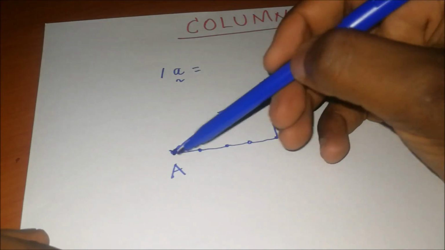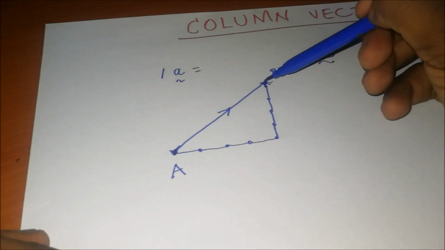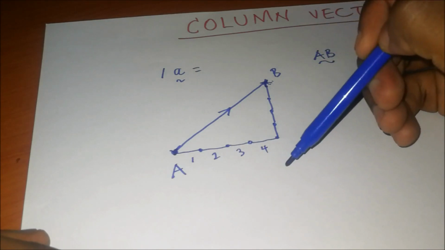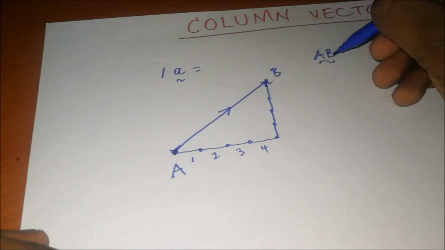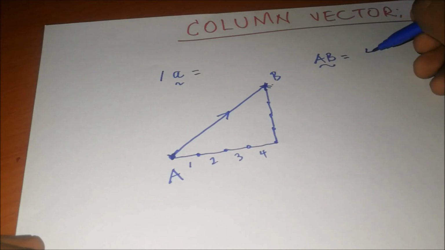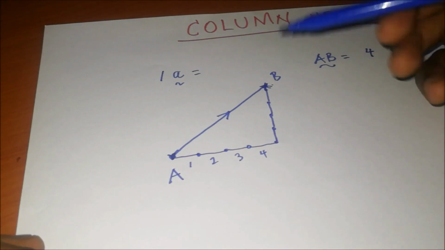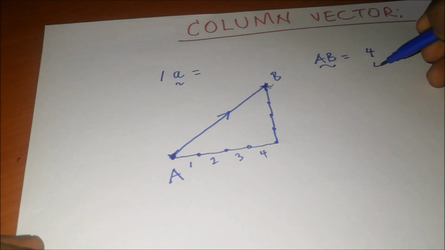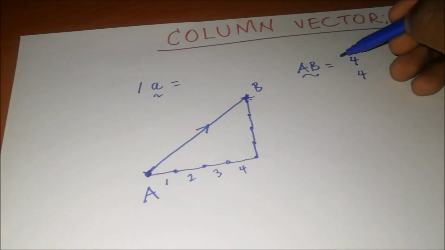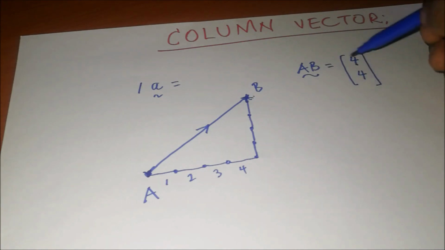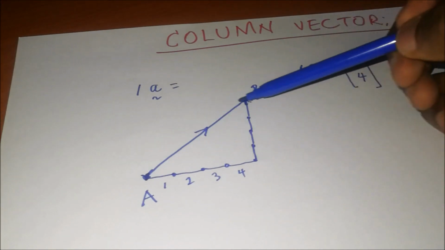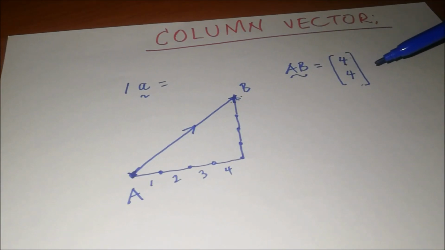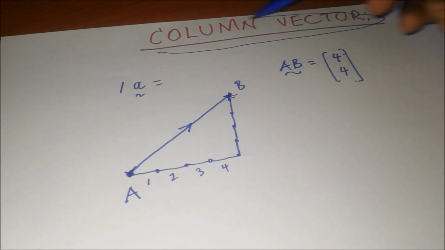So this would mean that for me to move from point A to point B, I moved 1, 2, 3, 4 steps in the x direction. So AB is given by: I moved 4 steps in the x direction. Then I also moved 1, 2, 3, 4 steps in the y direction. So that is 4 steps in the y direction. And so I would represent it like that. So vector AB is (4, 4). Now this kind of presentation of a vector is what we call a column vector.